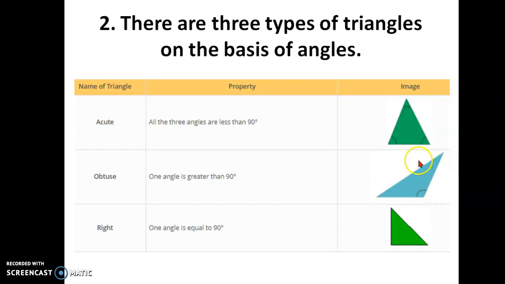90 degrees means it will be like a straight line here, on this side. Here it will be like this, but this is more than 90 degrees. Then a right triangle has one angle of 90 degrees. It will be perfectly standing, that is 90 degrees. So these are the three types of triangle on the basis of angles.